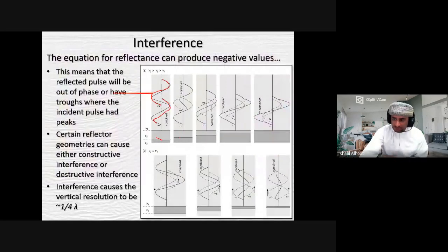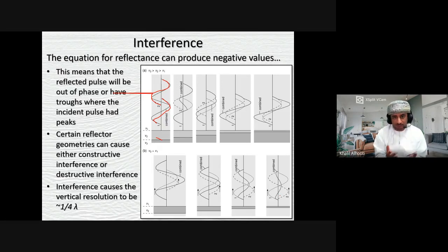If I keep decreasing the thickness of the middle layer, they can be combined in a way which makes my final outcome very large, or in the other case, they can be combined to a very small one. So reflections from different layers interfere together in a constructive or destructive way.